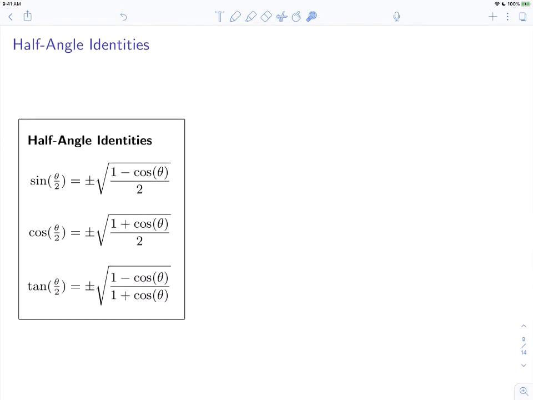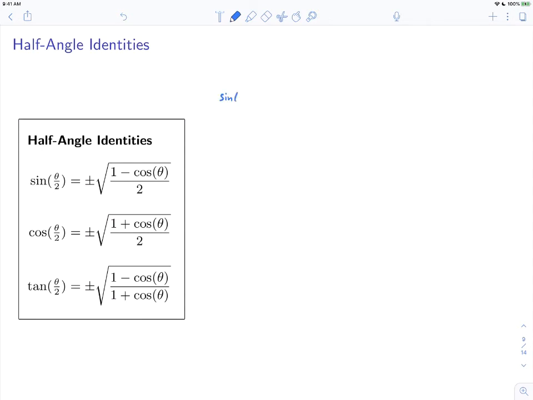This leads us to our half-angle identities. The half-angle identities are exactly the same, essentially, as the reduction formulas, just with slight changes. So, for example, we have that sine of theta over 2 is equal to plus or minus the square root of 1 minus cosine theta over 2. This comes from the reduction formula for sine.